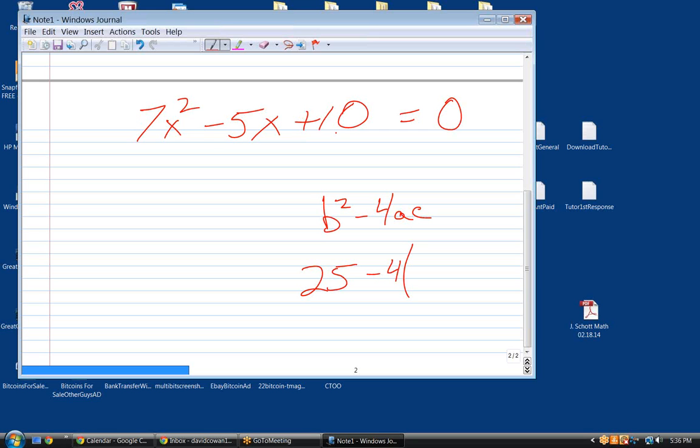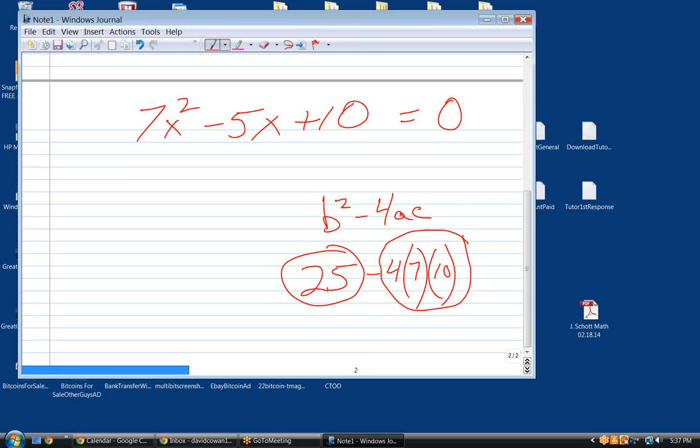Okay. So minus 4 times a. So 7 times 10, so 70. So 4 times 70. So we can see right off that that is a bigger number than that, which gives us a negative discriminant, and we're going to have imaginary numbers. In other words, that's 280, so we have 25 minus 280.